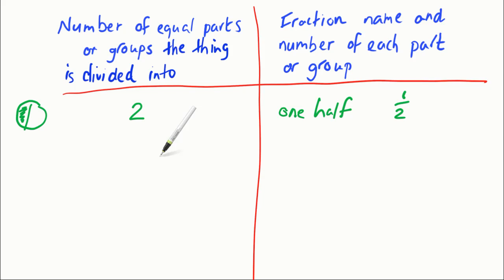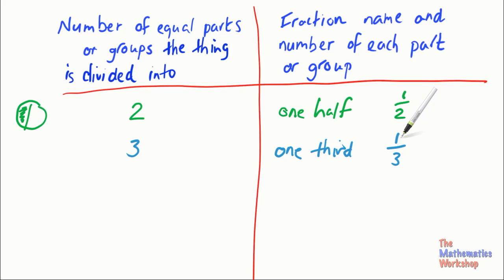If you have something divided into 3 equal parts or groups, the name of each of those parts or groups is 1/3. And the fraction number for 1/3 is 1/3. And once again, the 1 is this number on the fraction, the one on the top that you can see, and the number in the fraction that tells you that it's thirds is the 3 on the bottom.